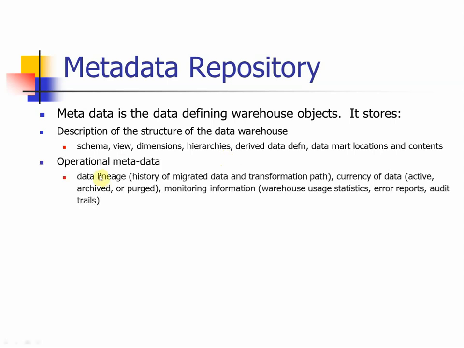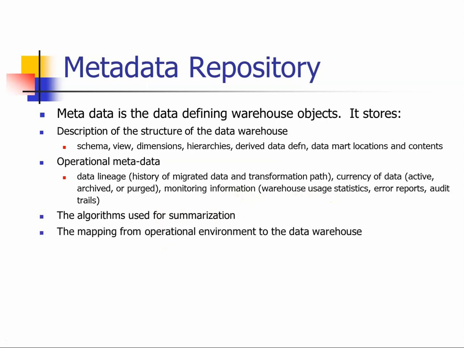You also need to look into the operational metadata, including the data lineage, the history of migrated data and transform paths, how they clean the data, how they integrate the data, currency of the data, and monitoring information, including the error reports, audit trails, and warehouse usage statistics. You will want to know who accessed what, at what time, and the size of the data accessed by which user. The algorithm used for summarization: how do you summarize all the information? We need to be able to trace back, so that if new data comes in, we use the same algorithm to do the same thing.